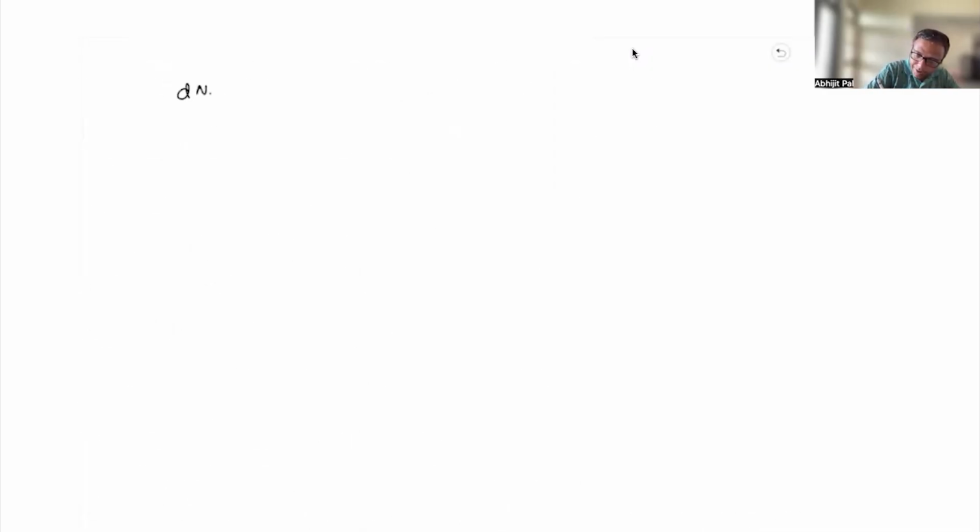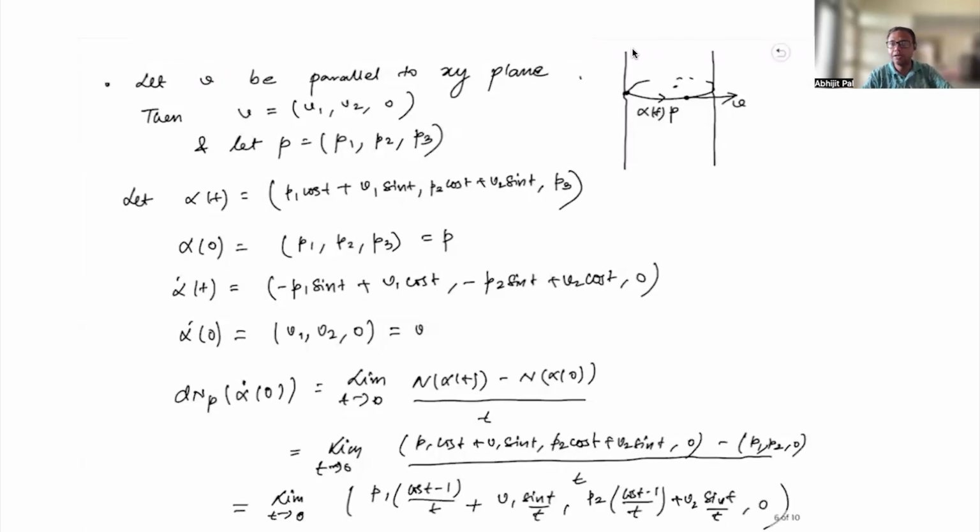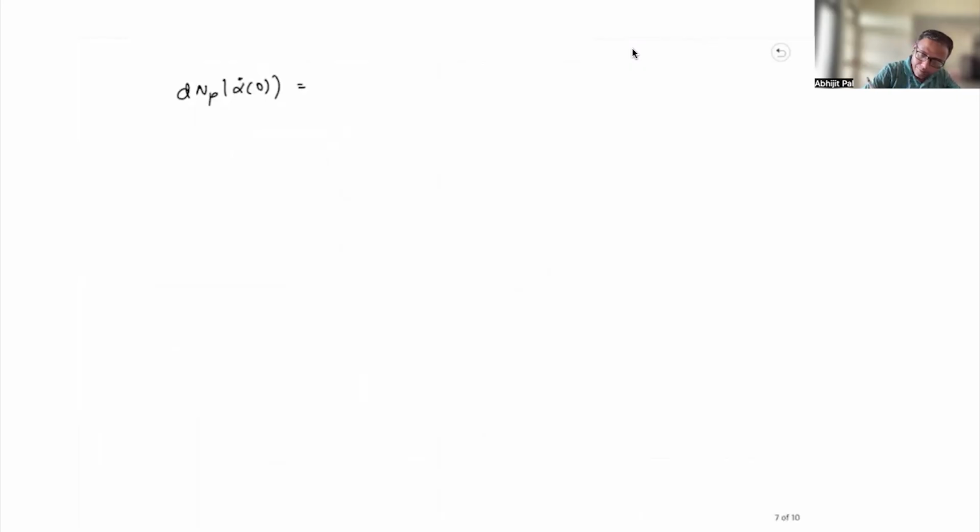So therefore, dN_P of alpha dot(0): the limit as t tends to 0 of (cos t - 1)/t is equal to 0, and the limit as t tends to 0 of sin t/t is equal to 1. So therefore, we have the following result. This will be equal to (b1, b2, 0), which is again equal to B, which is equal to alpha dot(0).